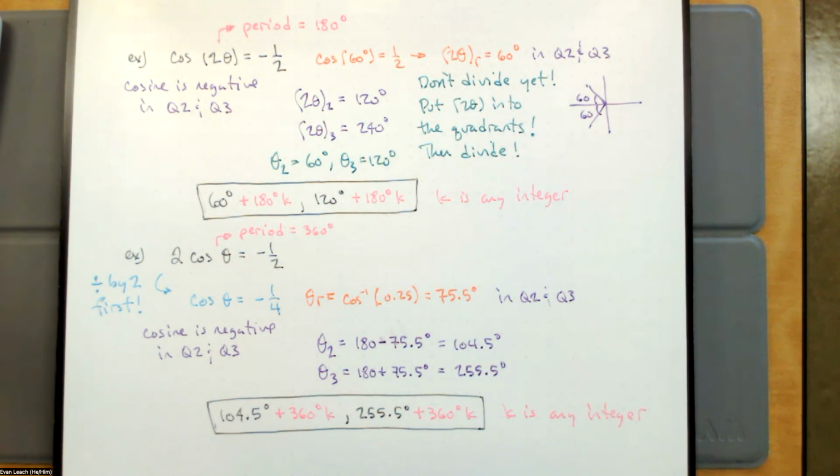All you have to do now is do variations on this theme. Put like 5 cosine of 3 theta is equal to negative 0.8. Then you'll have to do all the things. You have to divide out the amplitude, calculate the period. I think I said 5 theta. Figure out the reference angle for 3 theta. Put the 3 theta in the 2 quadrants, then divide by 3. Figure out the period, add integer multiples of the period.